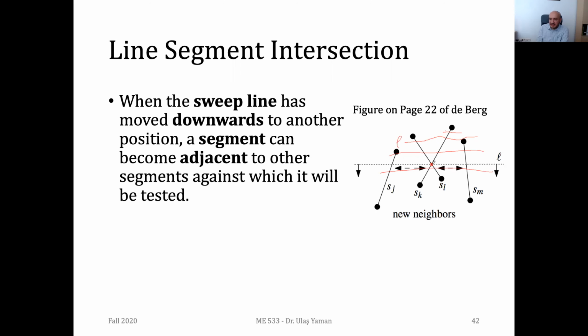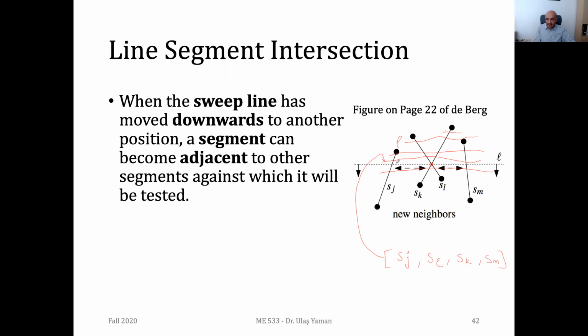Yes, after this intersection point, the status of our sweeping line is modified. Initially, let me draw another one upper, and I will order these line segments from left to right. So SJ is first, and then we have SL, and then SK, and finally SM, right? This is the status we have here.